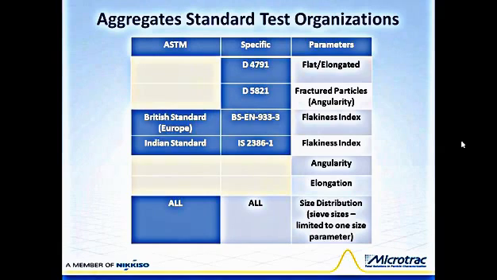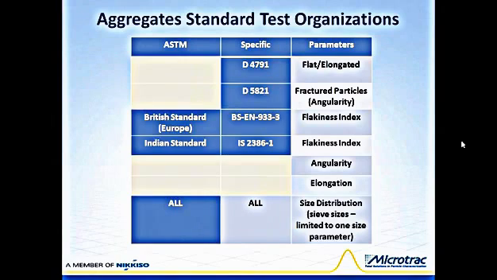The ASTM standards include flat elongated and fractured particles, which correlates with angularity. The British and Indian standards cover flakiness index, a value similar to the ASTM 4791 parameter, because it's an indication of general strength of the final highway bed, plus for the Indian standard, angularity by manual voids measurement and elongation, which correlates with the flat elongated parameters in ASTM 4791.